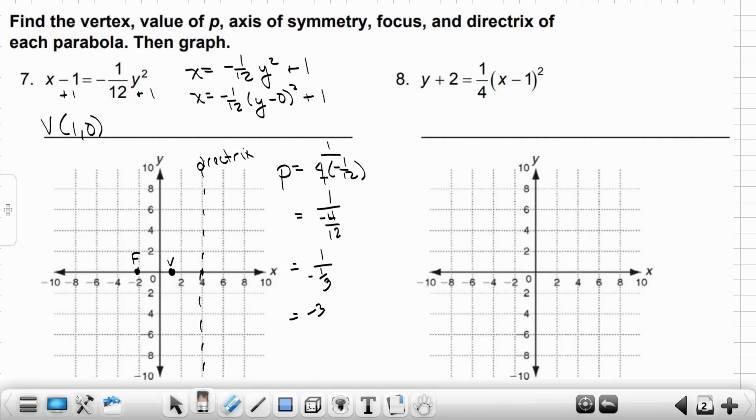Are we okay with how we found the vertex? That's at 1, 0 because of HK. I showed you guys where K was hidden since it just said y squared. It didn't say y minus 0 squared, but we could put that. It opens to the left because it's x equals, and because A is negative. And then we solve for P. P is the distance from the vertex to the focus and the vertex to the directrix. P is equal to 1 over 4a. So we set that equal, solved. Those are all the pieces to it. Any questions?